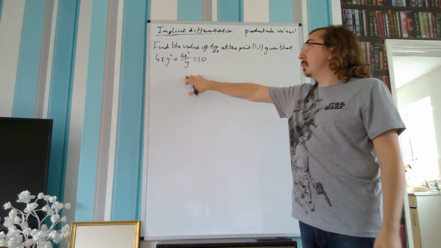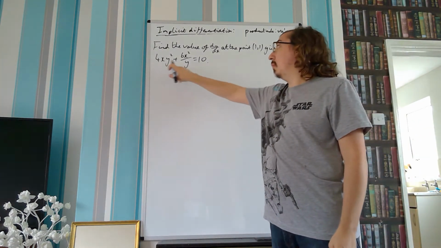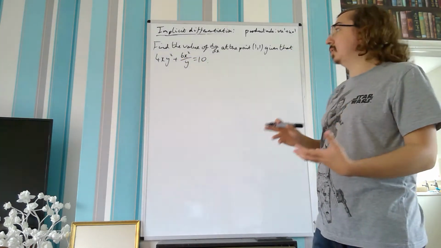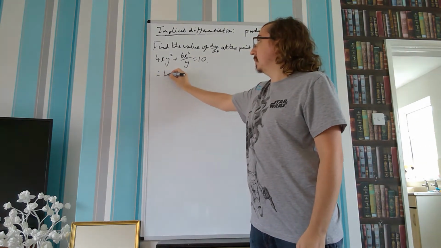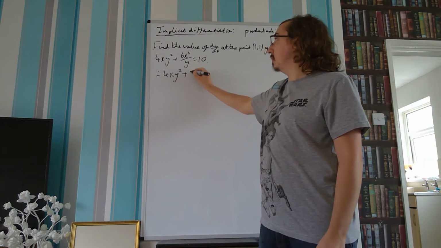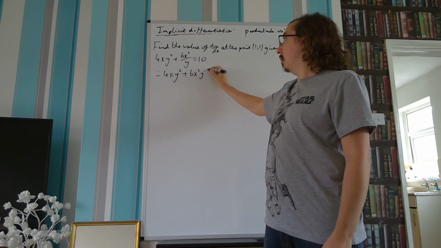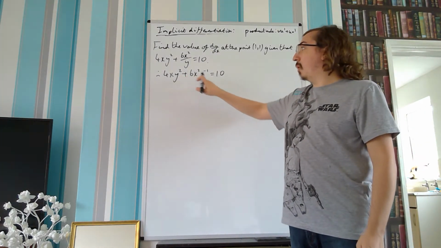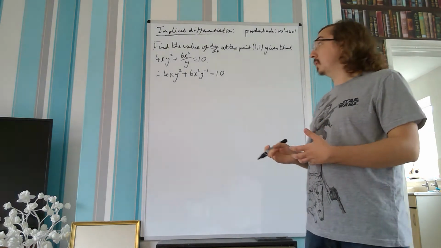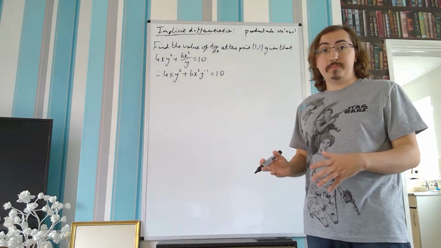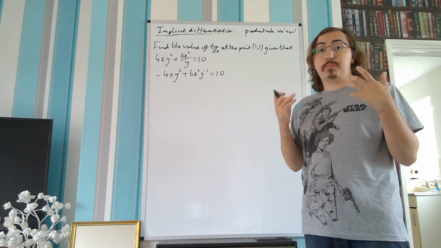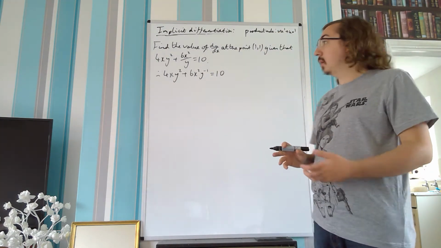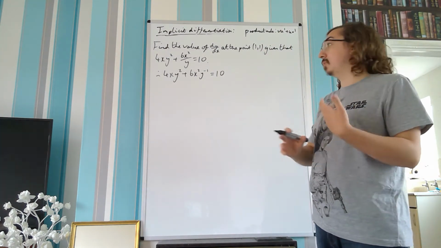Before we start to work out our expression though, we need to look at what we have here and say, well, we don't like this over y, so let's change that into a power and rewrite this as 4xy squared plus 6x squared y to the minus 1 is equal to 10. Now, for both of these, we have an x times a y squared and an x squared times a y to the minus 1, which are both products, and therefore to differentiate we can use our product rule.